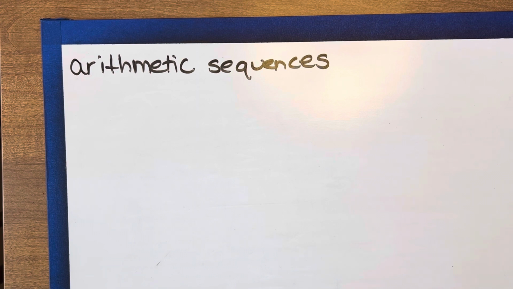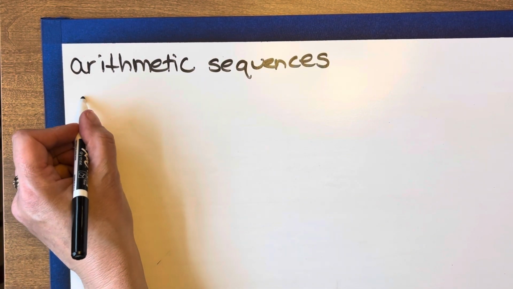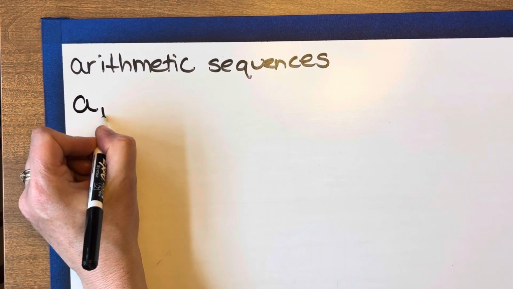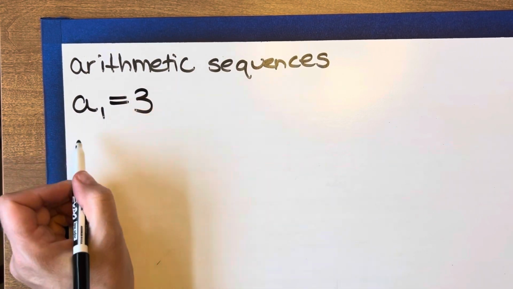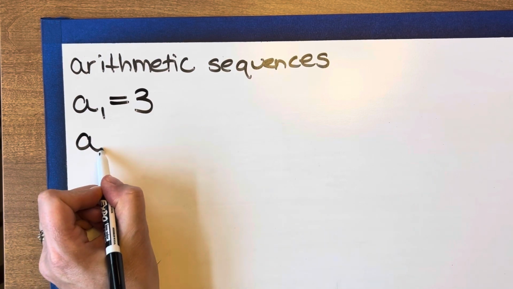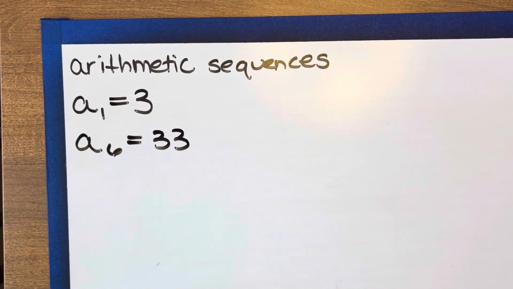Today's topic is working with arithmetic sequences. So let's go ahead and just get right to it. We are going to use a sequence where our a sub 1 term is 3 and our a sub 6 term is 33.